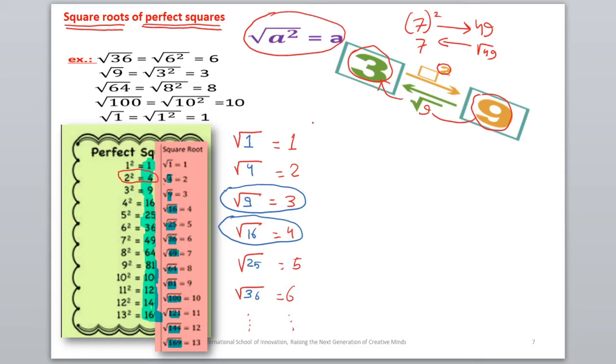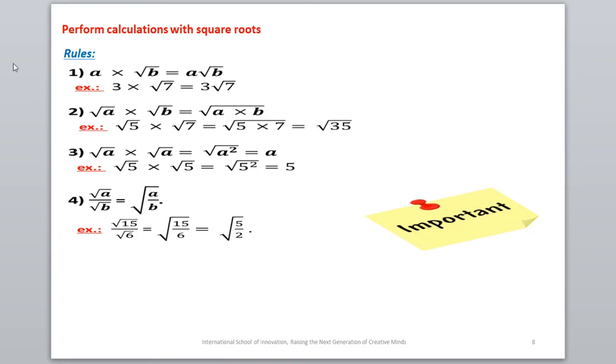We will take just one more slide, just some rules about square roots, and we will finish. Some rules: A times radical B is equal to A radical B. Before, we used to take, for example, x times y. Instead of writing x times y, we write xy. Instead of writing 3 times x squared, we write 3x squared. Here, instead of writing 3 times radical 7, we write 3 radical 7. We keep 3 outside the radical, so 3 is not multiplied by 7.